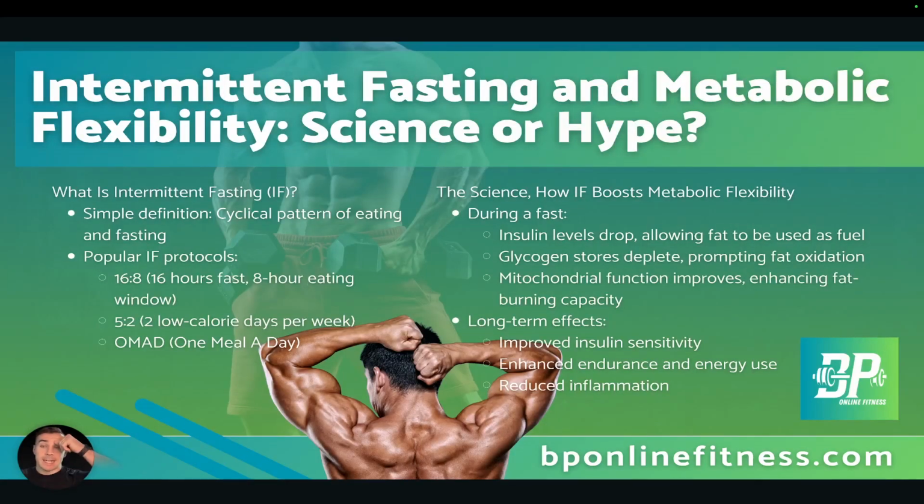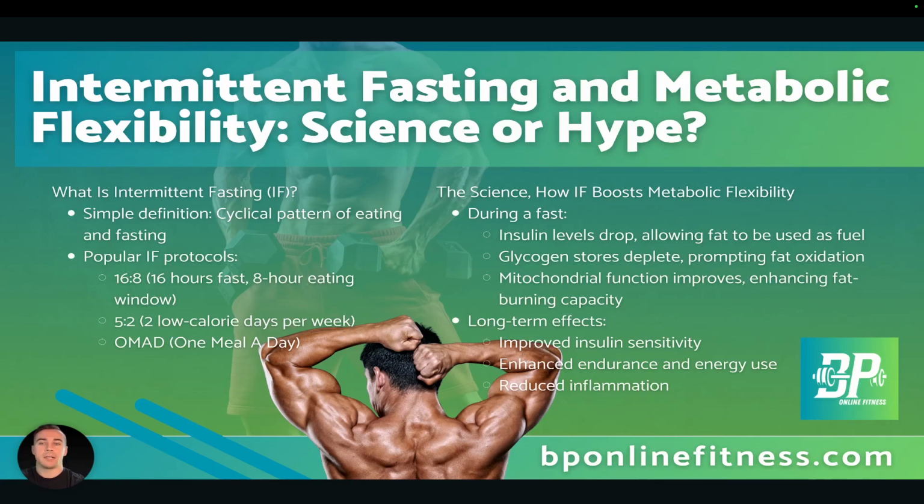So, intermittent fasting and metabolic flexibility. The science behind this. You've likely heard of intermittent fasting, and this is basically a cycle of fasting. It's pretty popular right now. The way that intermittent fasting works is that you're basically having a pattern of eating and then fasting. That's pretty much the simple definition of intermittent fasting itself.